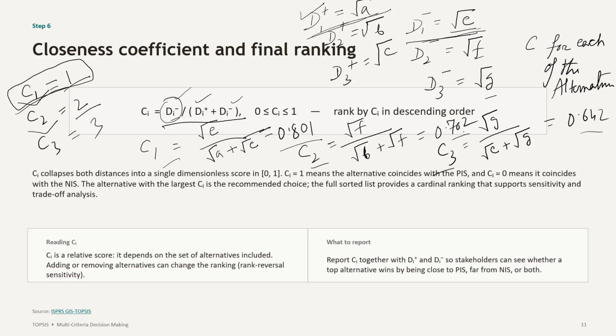The best alternative is the one that has rank 1, or the highest closeness coefficient. By closeness I mean closeness to the positive ideal solution and furthest from the worst ideal solution. So this is the 6-step process to find the best alternative from a group of alternatives with the help of the TOPSIS method.